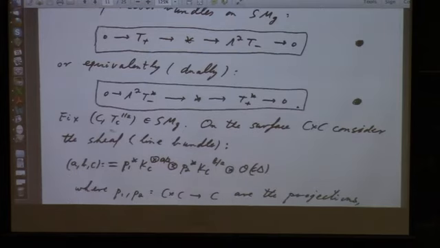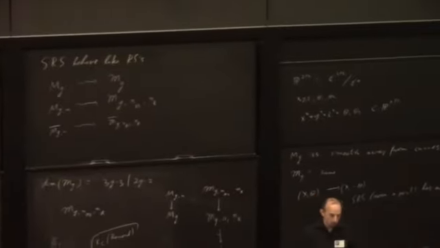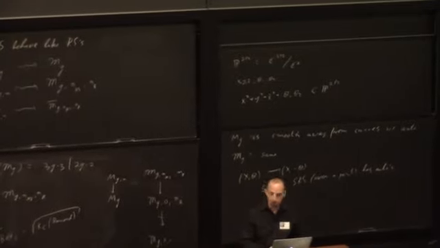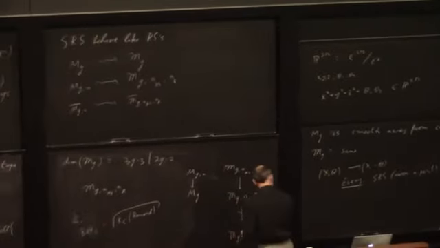So fix a curve C and a spin structure. So it's a point of the spin moduli space. Look at the surface C cross C. This is a two complex dimensional surface, real dimension four. Look at the surface C cross C, and on it, what are the sheaves that we can consider?